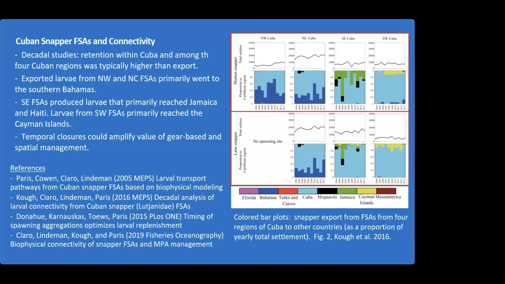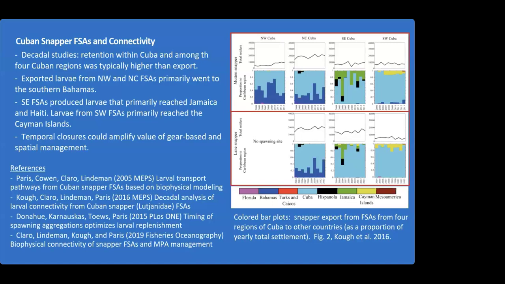As you can see on the figure on the right, if you look for the northwest Cuba and north central Cuba columns, those are the first 2 on the left side of the figure. Purple is Bahamas, light blue is Cuba. The majority of these animals, in most cases among those 2 regions, were retained in Cuba. When there was export out of country, as you can see in those blue plots, those are years that went to the southern Bahamas.